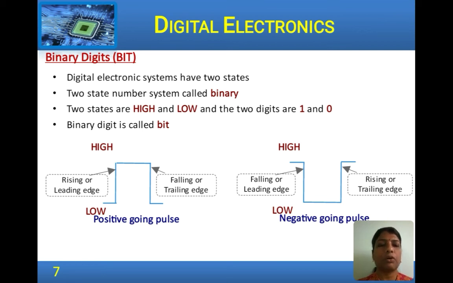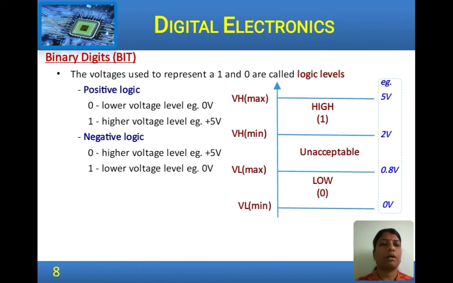So, in a positive going pulse, the low to high transition is called the rising or leading edge, and the high to low transition is called the falling or trailing edge. Similarly, in a negative going pulse, high to low is the falling or leading edge, and low to high is the rising or trailing edge. So, we are talking of logic 1, 0, high, low, but how will a computer understand these binary levels? So, we use voltage or current levels to represent the 1 and 0, and they are called logic levels.